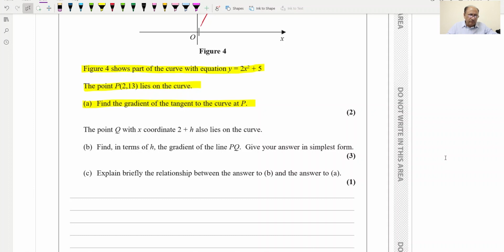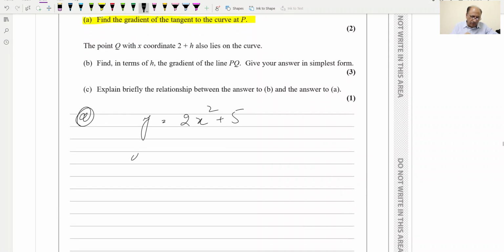So we will take the derivative of the given equation. For the a part, y is equal to 2x squared plus 5, and we can find the derivative dy by dx. So dy by dx will be equal to 2 times the power, which is 2, and x raised to 2 minus 1, so it will be 1, plus the derivative of the constant, which is 0, and this will be equal to 4x.